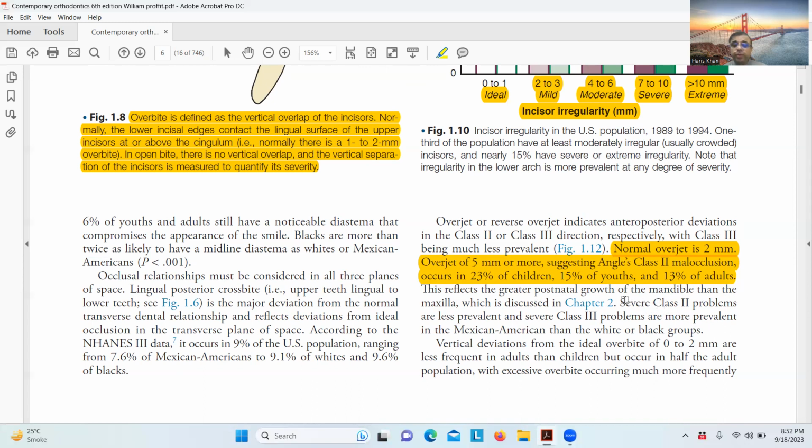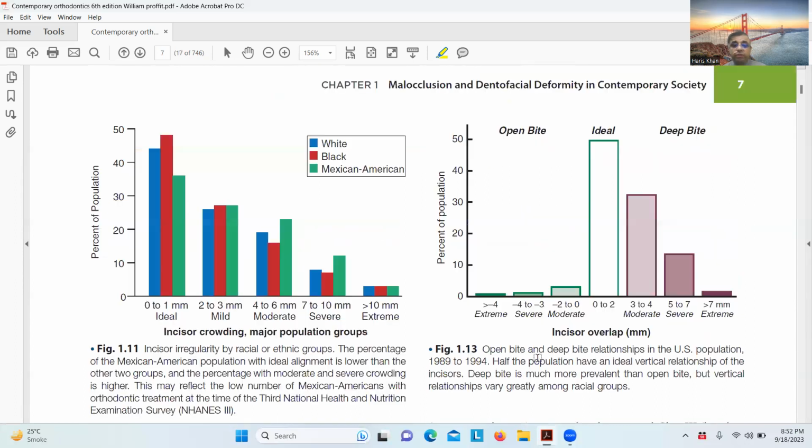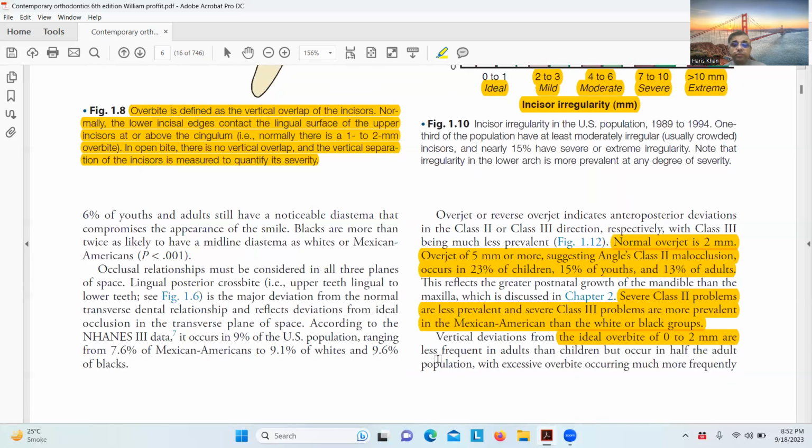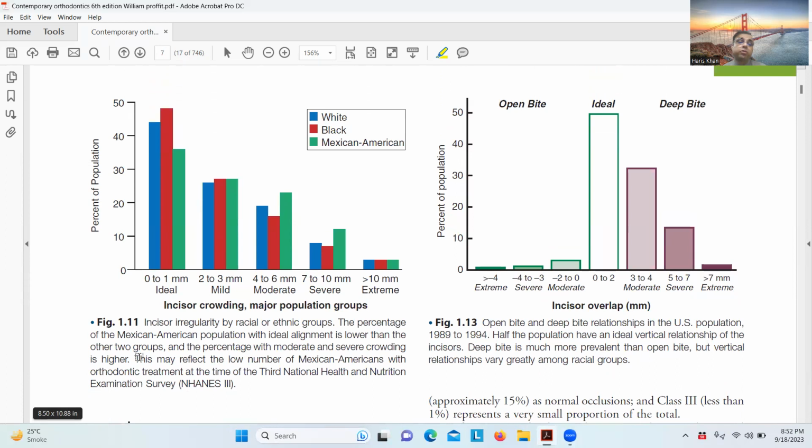So from other books, you can go through the incidence. Vertical deviation from the ideal overbite of 0 to 1 millimeter. So this is the ideal overbite. So these are the basic definitions. Like at my level, these are not important, but when you do not know the definition of overjet and overbite, that is something important.